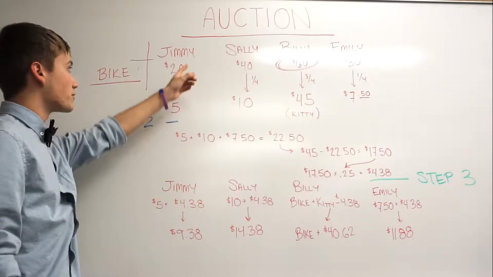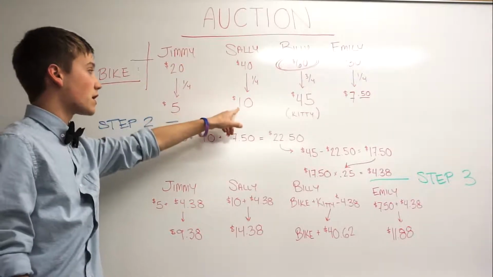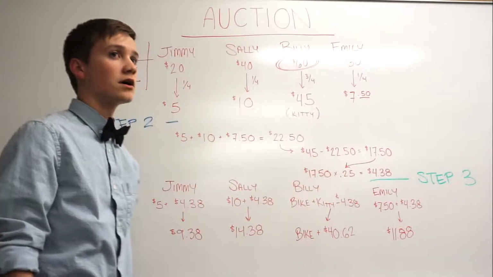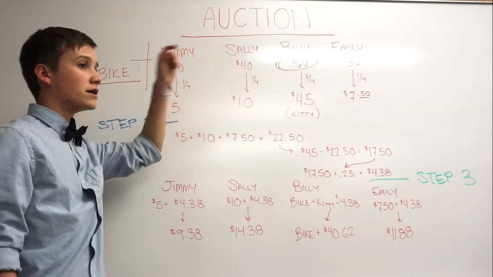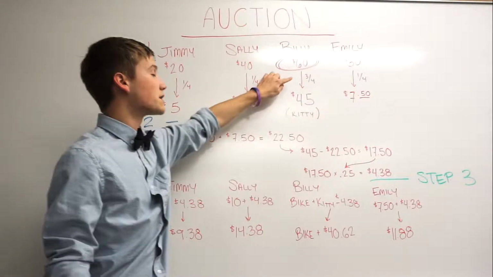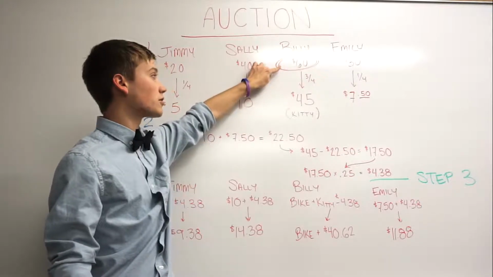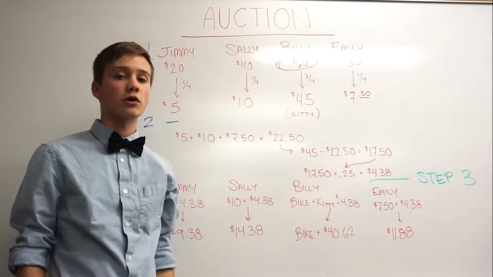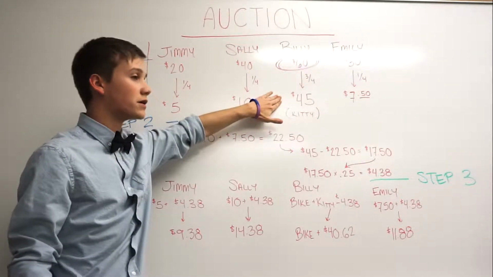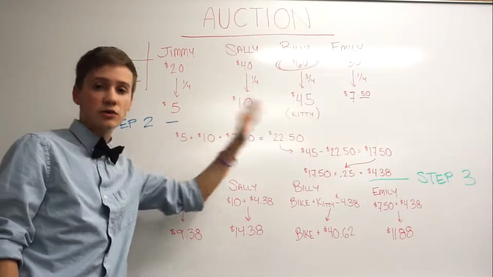So, 1/4 of Jimmy's bid is $5, Sally's is $10, and Emily has $7.50. Because Billy won the bike, he gets the most out of that bike. So he takes out 3/4 of the fraction of his $60, making it $45, also called the kitty. And the kitty is a holding place for the amount of money that will then be used later in the problem.